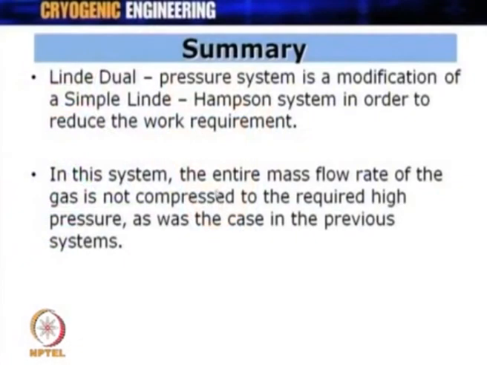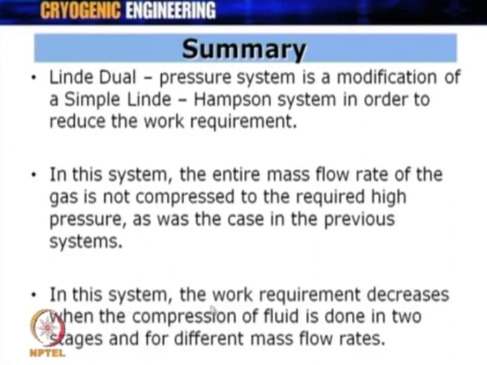In this system, the entire mass flow rate of the gas is not compressed to the required high pressure as was the case in the previous systems. In this system, the work requirement decreases when the compression of fluid is done in 2 stages and for different mass flow rates. This is the most important thing. The pressure ratios for compressor number 1 and compressor number 2 are going to be different. At the same time, the mass flow rates in compressor number 1 and 2 are going to be different.